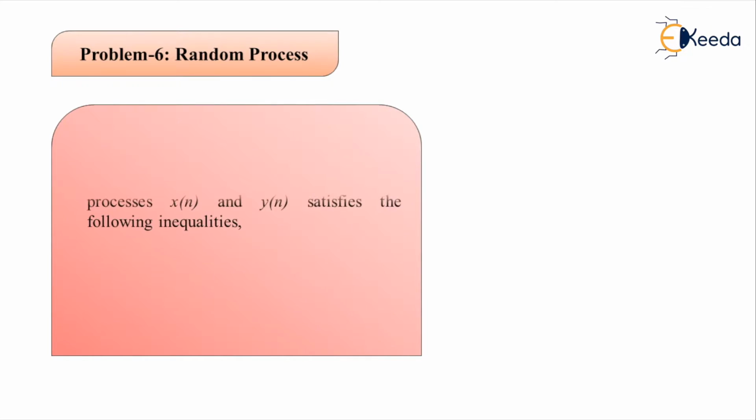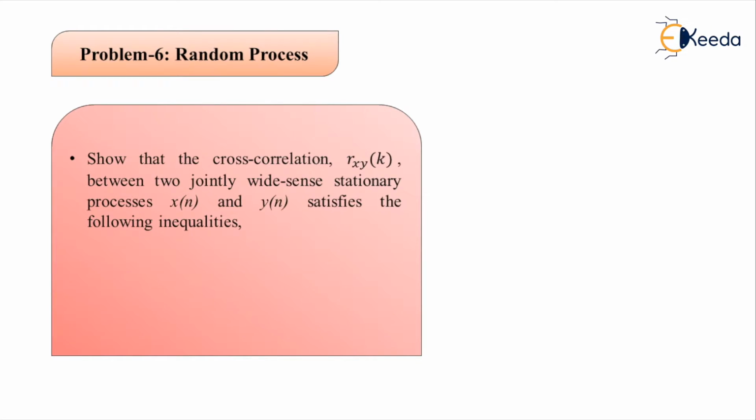So here we can start with our topic. The topic is titled Problem 6, a random process. Let us have first of all the problem statement. The problem statement starts with: show that the cross correlation, represented R suffix xy of k, between two jointly wide sense stationary processes, represented x of n and y of n, satisfies the following inequalities. This is the first inequality.